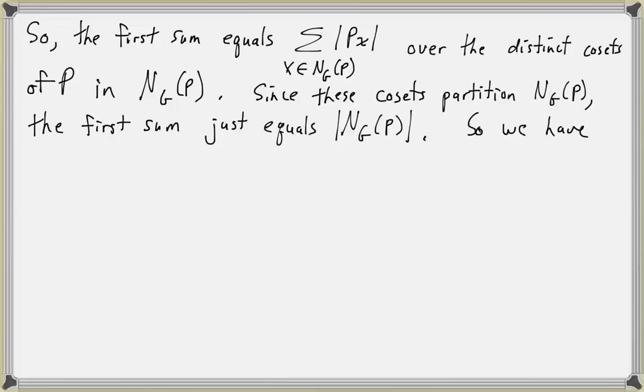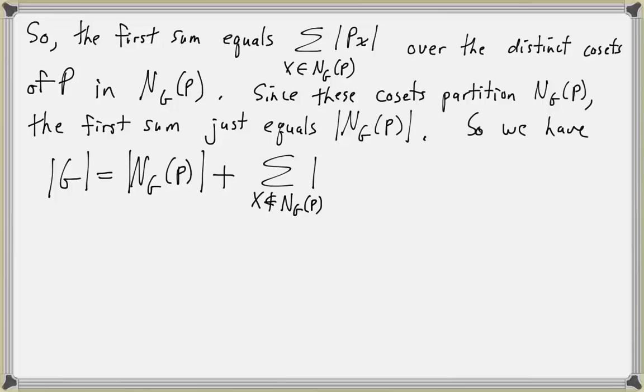So we have simplified the first sum, and we have the order of G equals the order of the normalizer of P in G, plus the second sum. The second sum of the orders of the distinct double cosets PxP, where x is not an element of the normalizer. But recall that we showed that each of these orders in the second sum is divisible by p to the n plus 1. And so since p to the n plus 1 divides each term of the sum, we can conclude that p to the n plus 1 divides this whole sum.